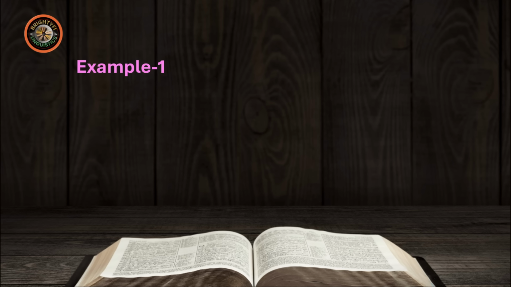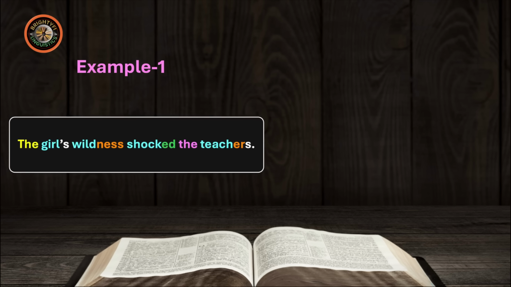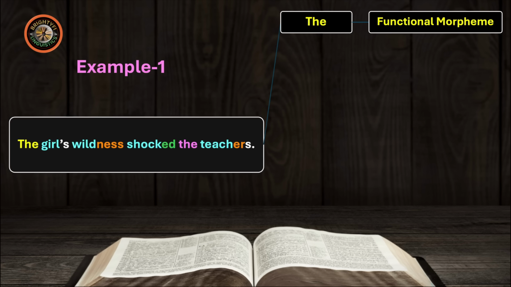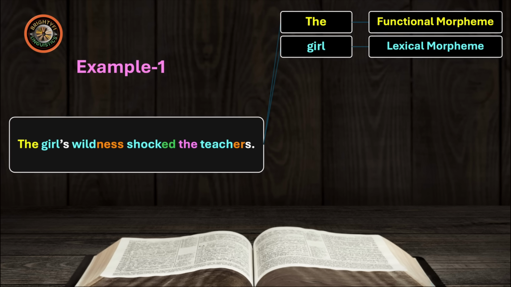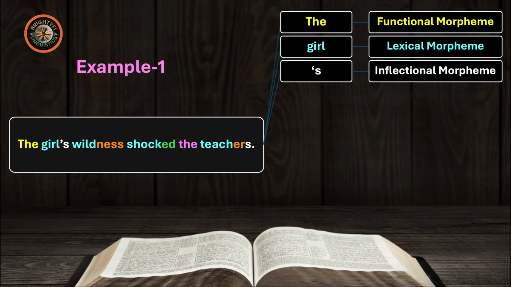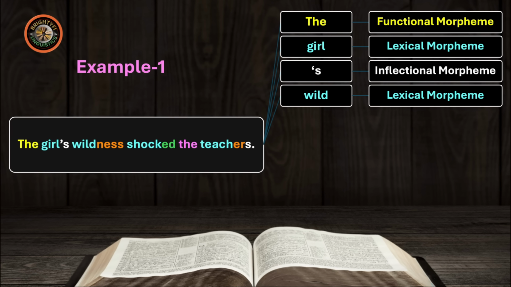We have the example 1. What's that? We have the sentence, the girl's wildness shocked the teachers. Now let's describe each of the words morphologically. How? Let's see. We have the word the, and this is functional morpheme. Likewise, we have the word girl, and this is lexical morpheme. Then we have apostrophe s. This is inflectional morpheme. Then we have wild, and this refers to lexical morpheme.